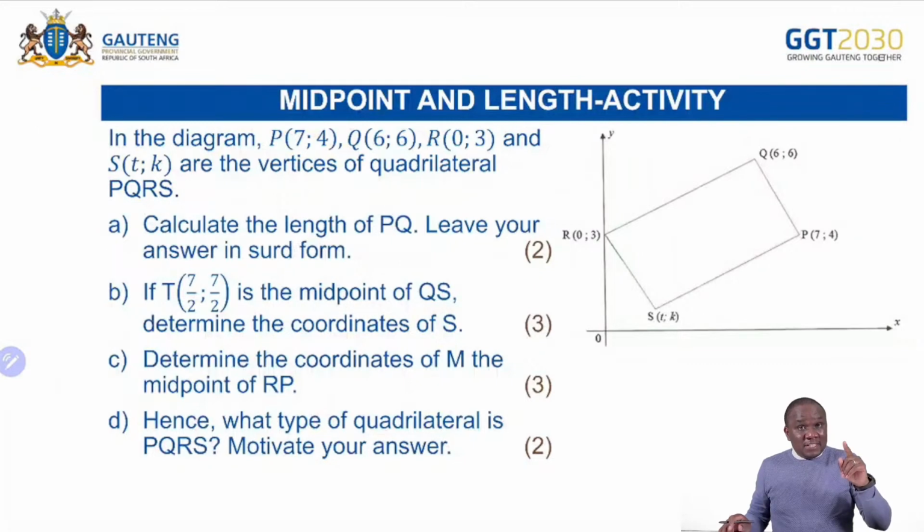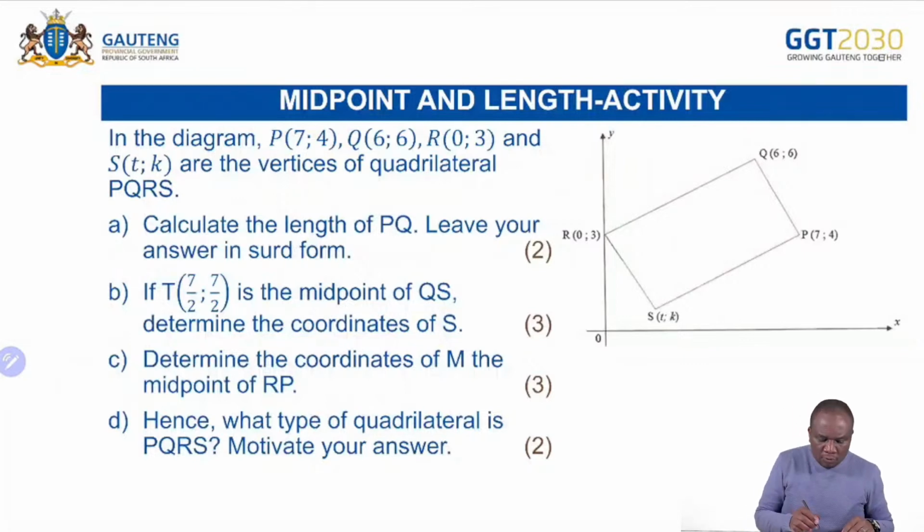Right, if T is the midpoint of QS, determine the coordinates of S. Okay, we are given T, which is the midpoint, want the coordinates of S. So what we do, it's like the last activity that we did. And then determine the coordinates of M, the midpoint of RP. Which formula are we going to use there? The midpoint formula.